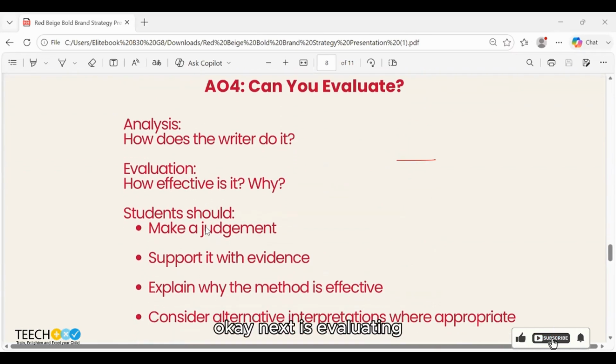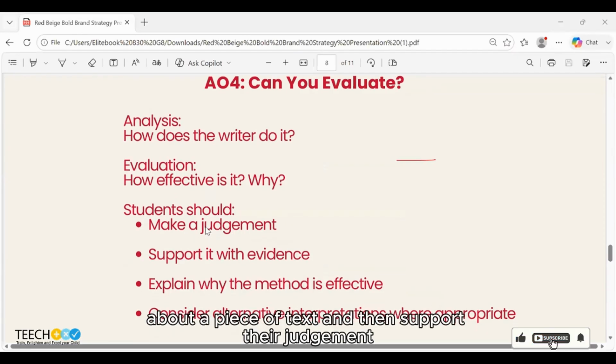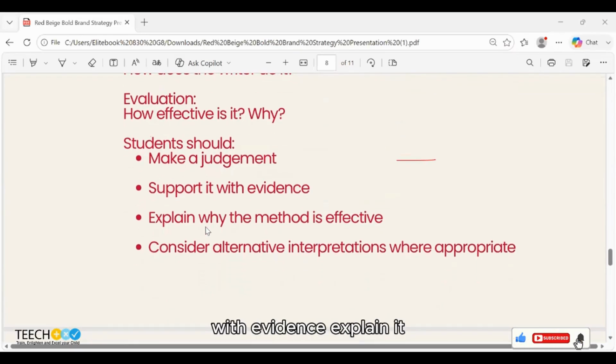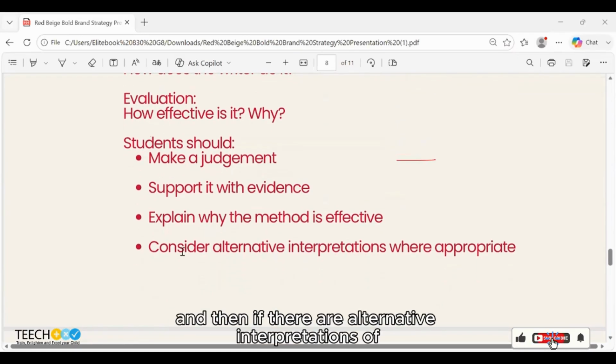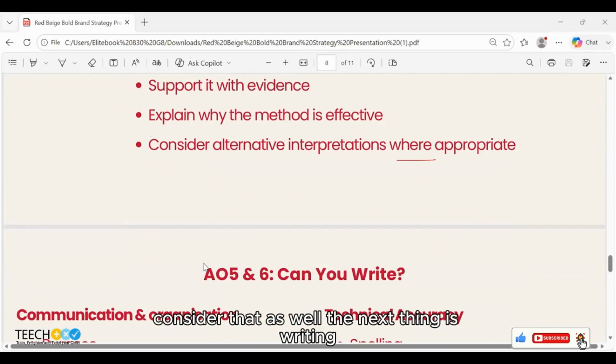Okay, next is evaluating. So here in evaluation, your learner should be able to make a judgment about a piece of text and then support their judgment with evidence, explain it, and if there are alternative interpretations of what the writer has said, they can also consider that as well.